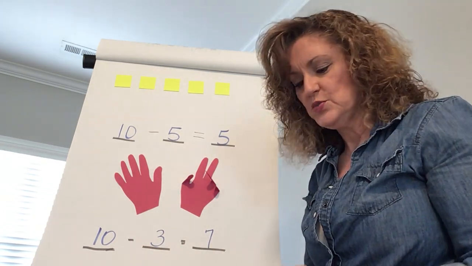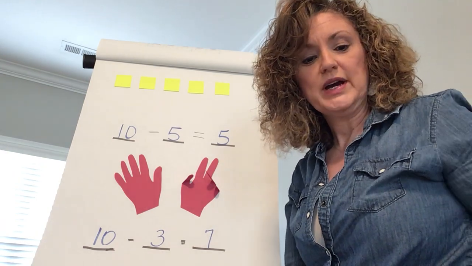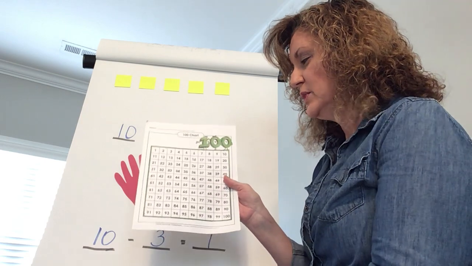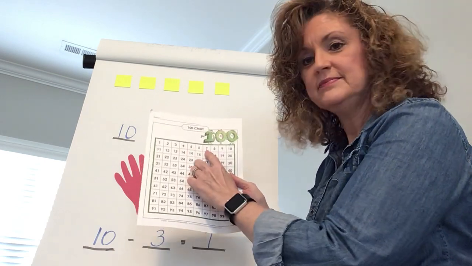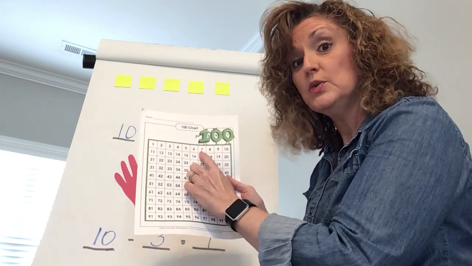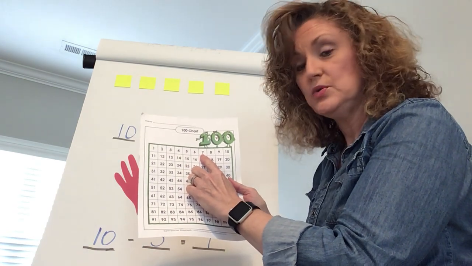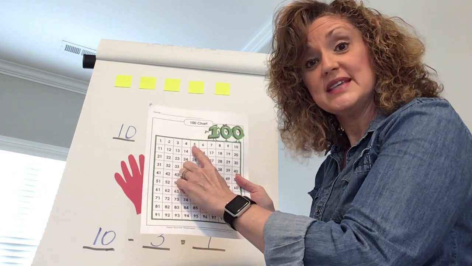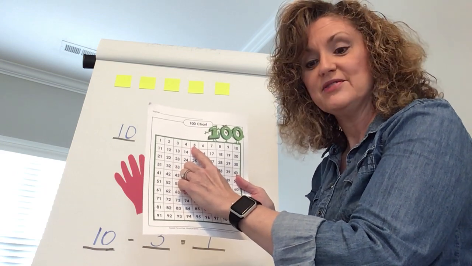Some other things you can use around your house when you're doing subtraction, you can use a hundreds chart. So you can say that if I'm going to start on number 7 and I'm going to take 2 away from 7, I'm going to go back 2 numbers, 1, 2, and I landed on the number 5. So 7 minus 2 equals 5.